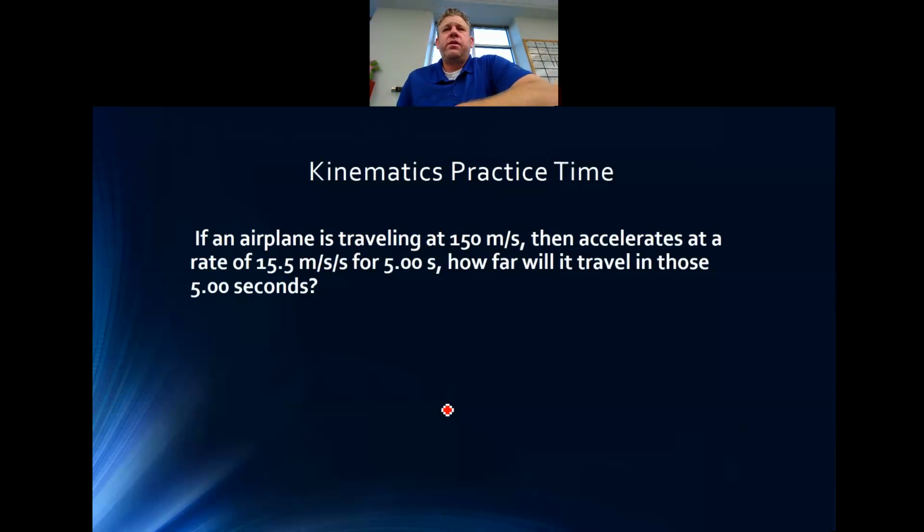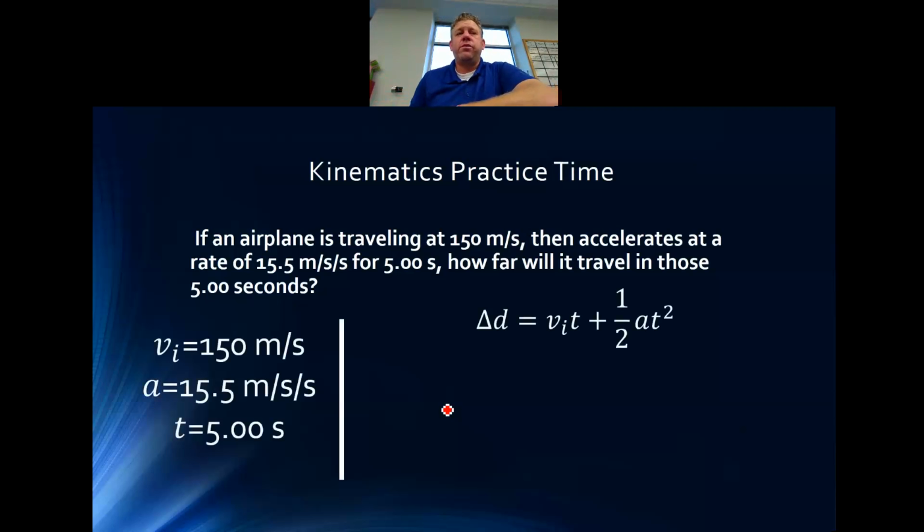If an airplane is traveling at 150 meters per second, then accelerates at a rate of 15.5 meters per second squared for 5 seconds, how far will it travel in those 5 seconds? Here again, we start looking for numbers, right? 150 meters per second, we know that's a velocity. As soon as we see the term "then accelerates," we know that that's an initial velocity, all right? As we see here too, we've got an acceleration.